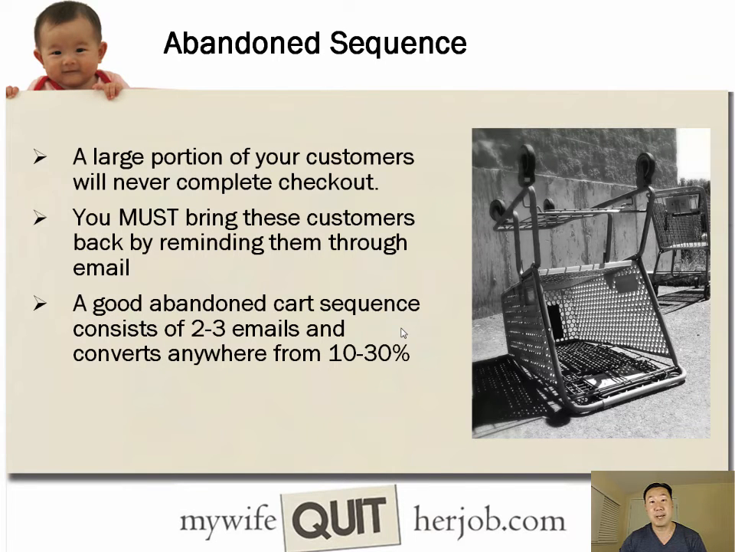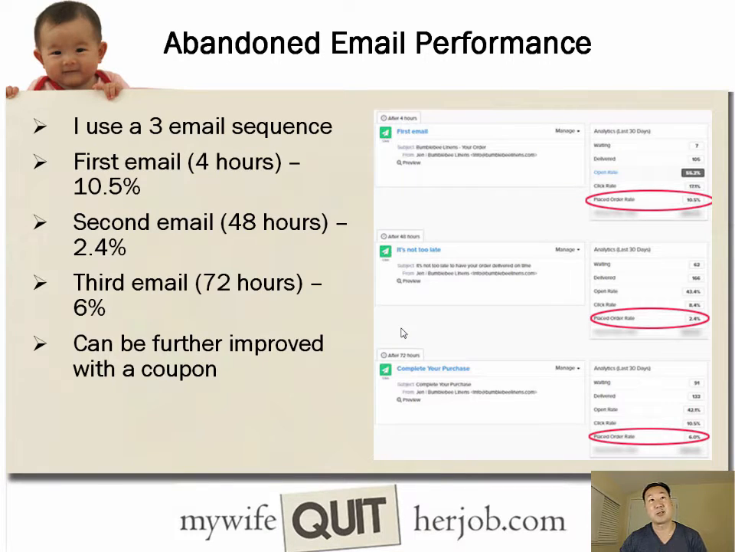Now, we just talked about how an abandoned cart sequence works, but a really good abandoned cart sequence consists of 2 to 3 emails, and in general, this will convert your sales at around 10 to 30%. I just wanted to show you what my abandoned cart sequence looks like. The first email goes out after 4 hours, and it converts at 10.5%. Then at 48 hours, I send another reminder email, and that one converts at 2.4%. Finally, after 72 hours, I send another reminder email, only if they haven't completed checkout yet, and that converts at 6%. This entire sequence can actually be improved upon with a coupon code that you offer on the very third email.